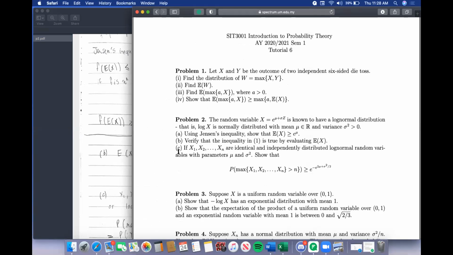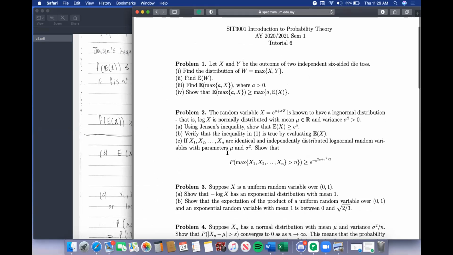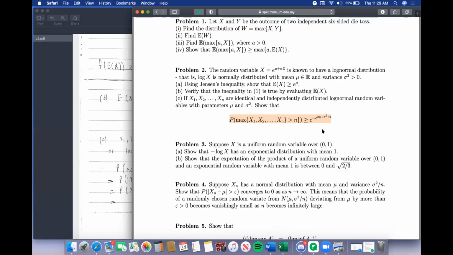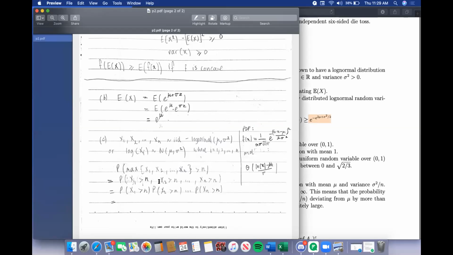And for question C, if we have x1 to xn, they're independently and identically distributed log normal random variables with the parameters mu and sigma squared, show that this expression is true. I tried doing it, but I couldn't really complete it. At first, I thought I could use Jensen's inequality, but then I couldn't find this last expression. Then I tried the Markov inequality, but the same thing happened. So I just stopped at this, and I'm not sure how to do it.